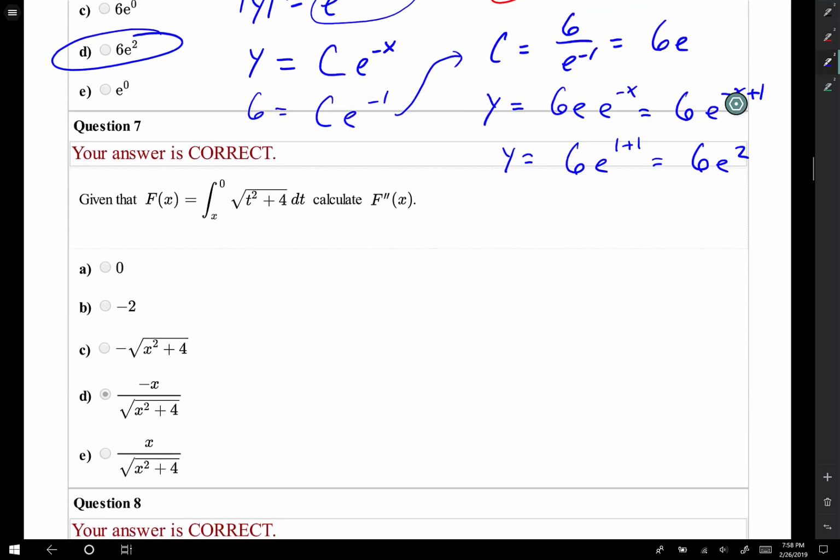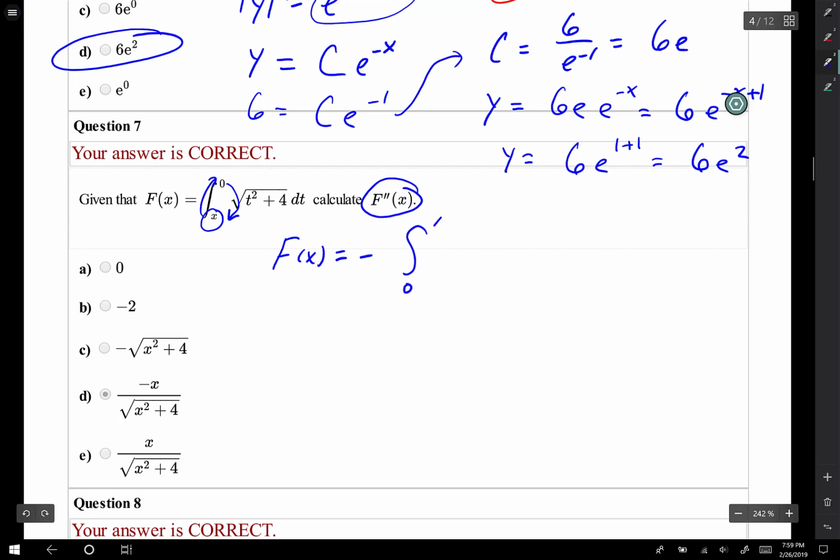Let's do this guy here. So it wants a second derivative. First, you got to rewrite it, guys, where you can take a derivative. You want this variable in the top. You want that constant in the bottom. So when you do that, put a negative in the front. So negative integral 0 to x square root t squared plus 4 dt. That's really a dummy variable. You can call it whatever you want.